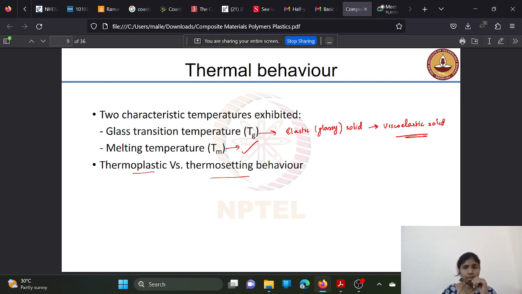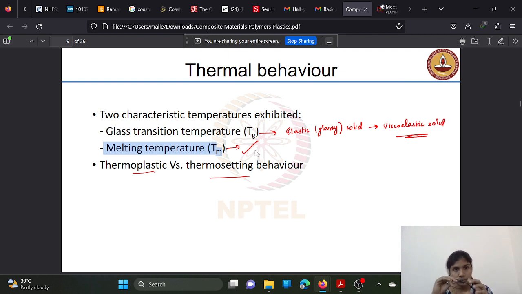Glass transition temperature is nothing but this: initially you have a solid, like a glass in hand, but when you increase the temperature of a plastic material, as I said earlier, from the solid or glassy stage it will slowly go to a viscoelastic state, right? But if the temperature is further higher than this glass transition temperature, the material will eventually undergo melting. That is the melting temperature Tm.